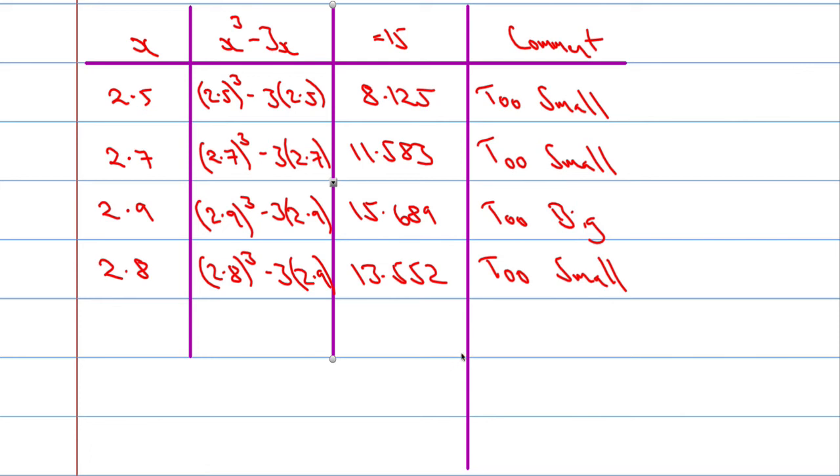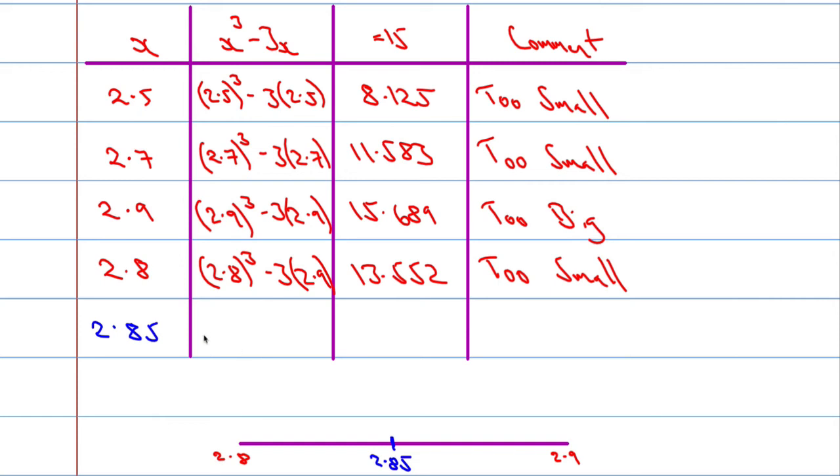Right, now a lot of students stop at this point and look at these numbers and see which one is closer to 15, but you won't get full marks if you do that. What we need to do is decide whether it's closer to 2.8 or 2.9. So if I set up a number line like so, and I want to make a decision, is it closer to 2.8 or 2.9? Well, what I'm going to do is check 2.85. So this is the test, and this is where you get your full marks. Well, almost.